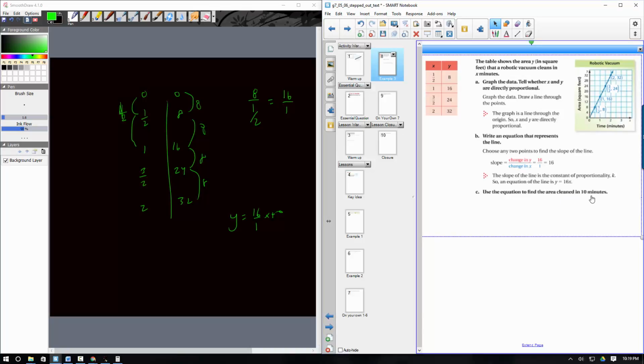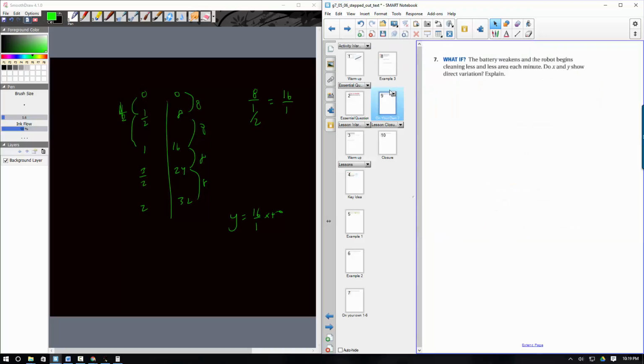Use the equation to find the area cleaned in 10 minutes. So I put down 10 times 16 is 160. There you go. And one last one. So it says the battery weakens and the robot begins cleaning less and less area each minute. Do the x and y show direct variation? Well, no, there's not a constant rate of change.